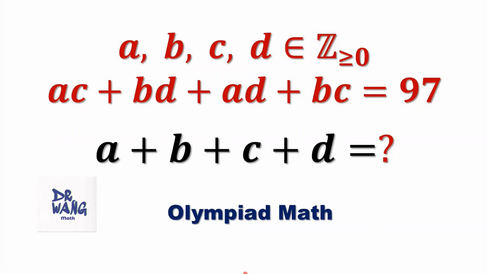Here is the question. If A, B, C, D are non-negative integers, this means non-negative, this means integer, and AC plus BD plus AD plus BC equals 97, what is the sum of A plus B plus C plus D?